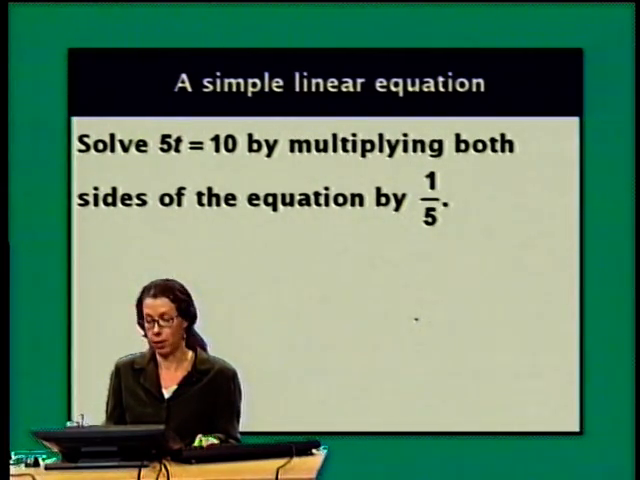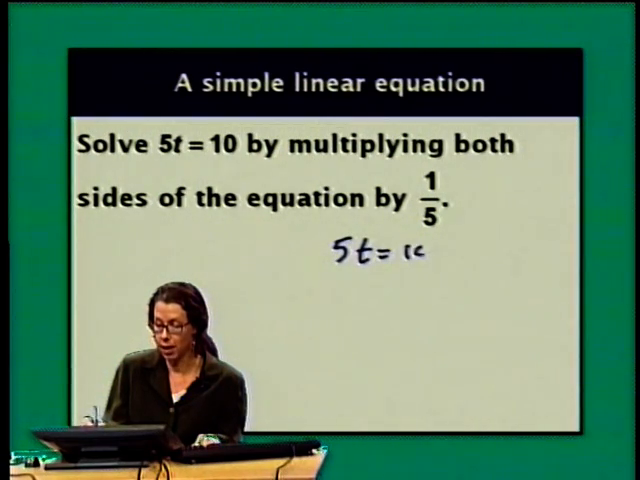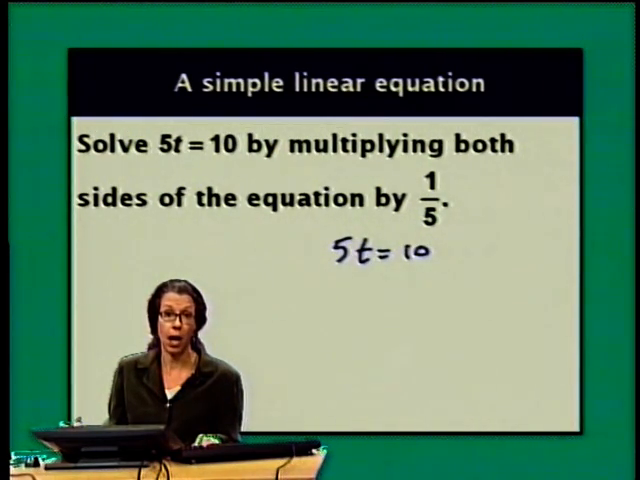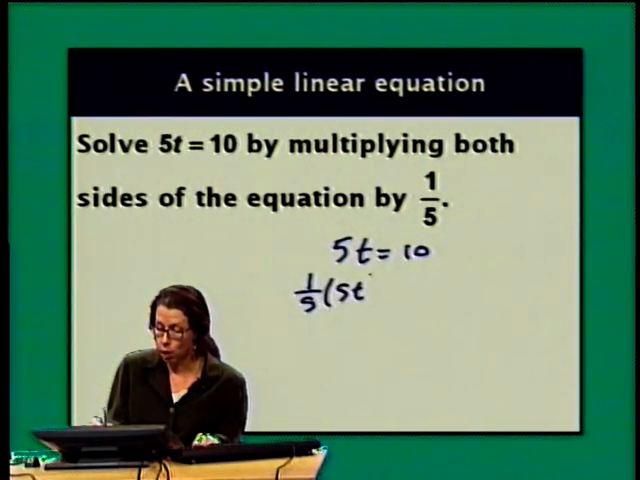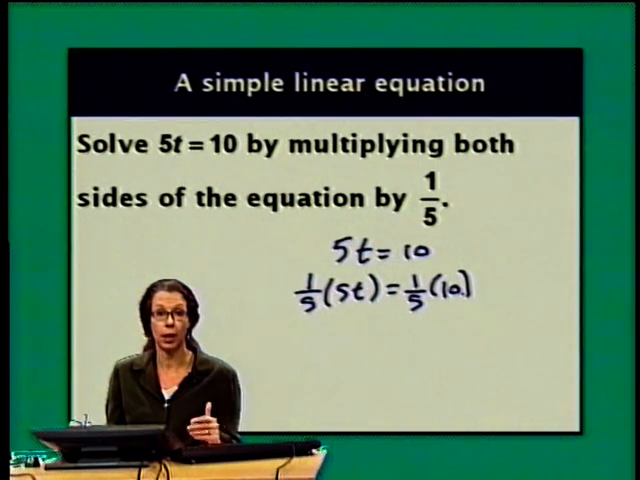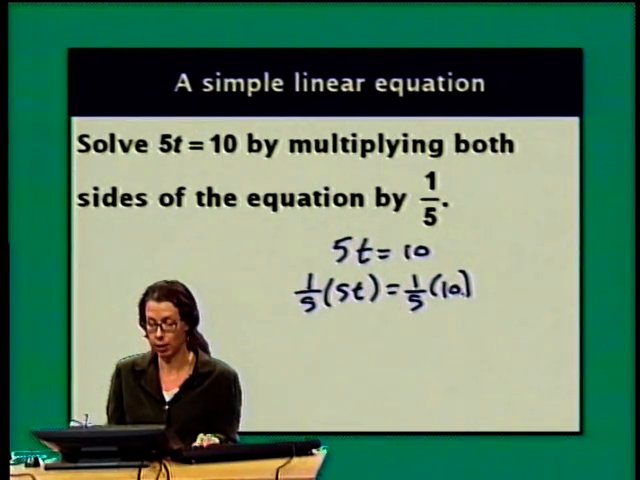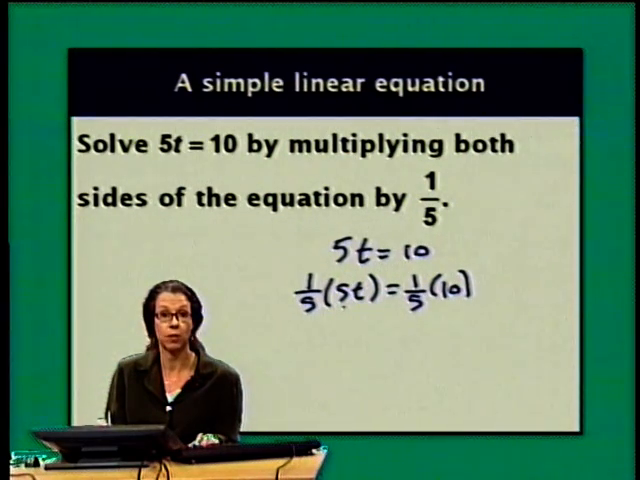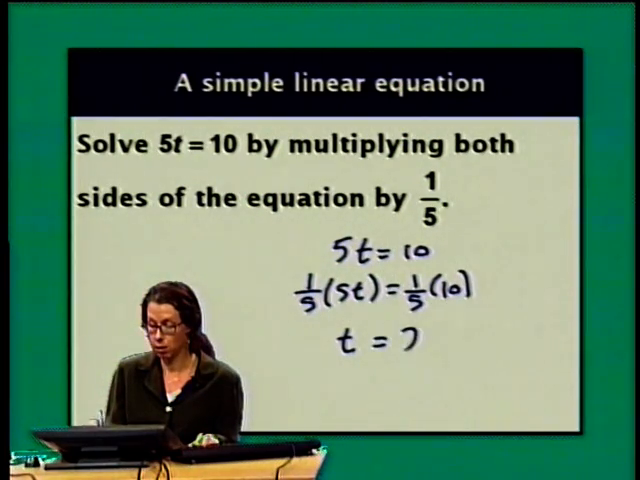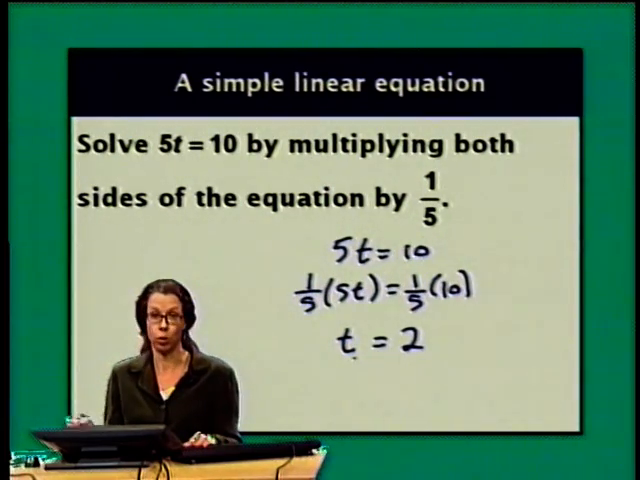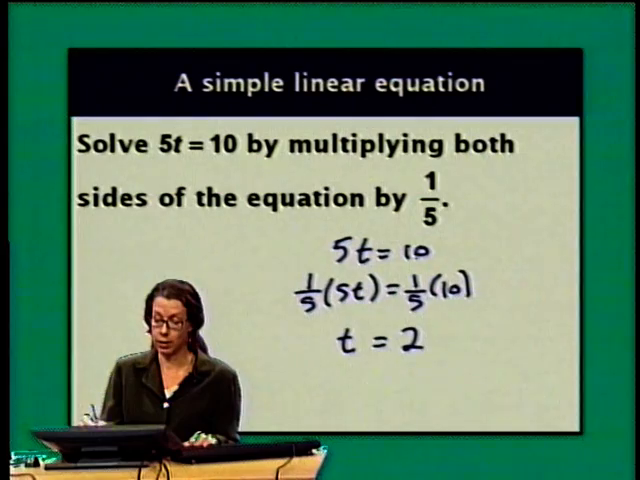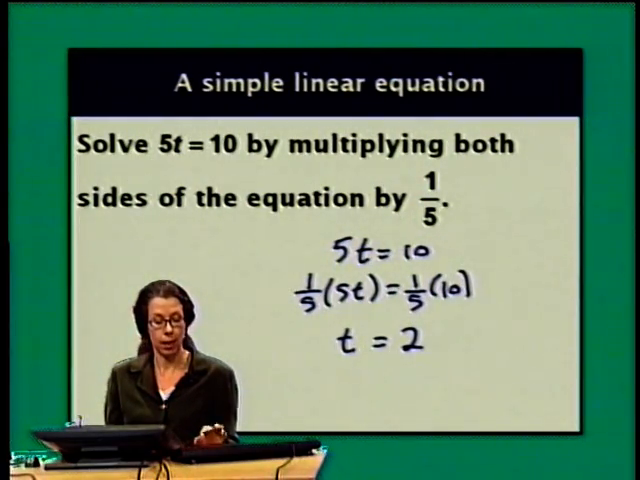Now there's another way to look at this. We could start with 5t equals 10, and rather than dividing by 5, we might multiply by 1/5. We know that dividing by 5 is the same thing as multiplying by the reciprocal of 5, so we're just looking at that relationship between division and multiplication again. Why do we do this? 1/5 times 5 is 1. 1 times t is t. 1/5 of 10 is 2. So in this strategy, we also end up with the equivalent equation that has the solution 2, which is the same solution as 5t equals 10.